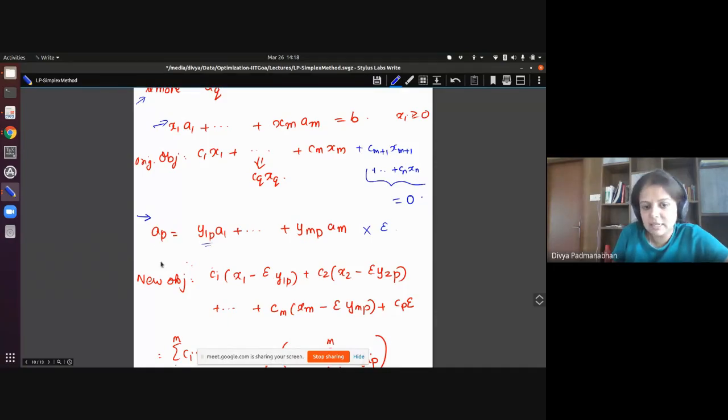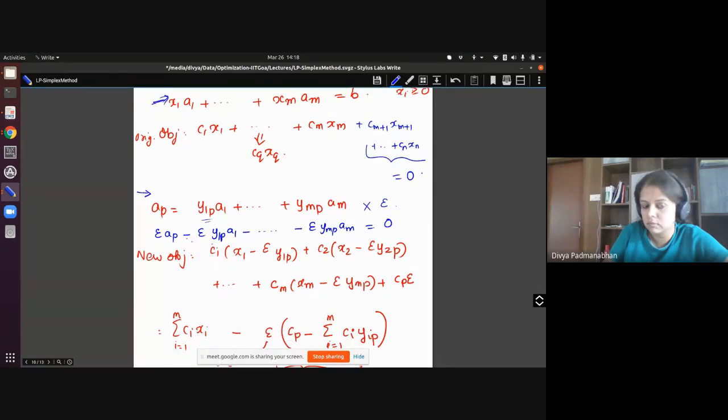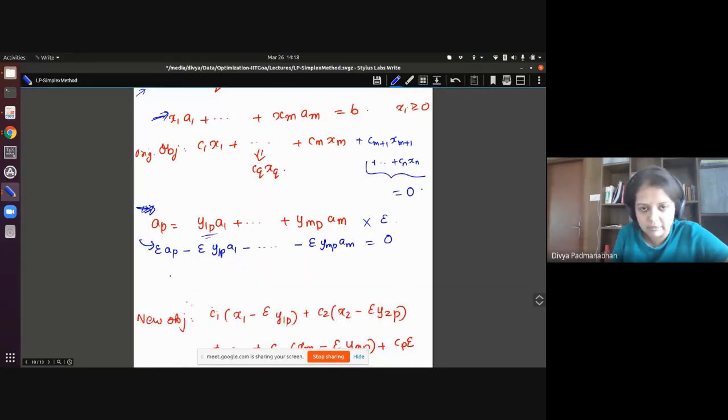This one is just like saying AP. So epsilon AP, minus epsilon y1p times a1, minus all these, minus epsilon ymp times am, is 0. You can just add these two equations. That's just going to give you x1 minus epsilon y1p times a1. Maybe just an intermediate step. We saw this yesterday, but let's write it again.